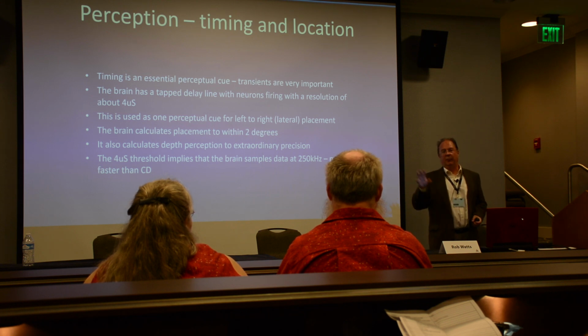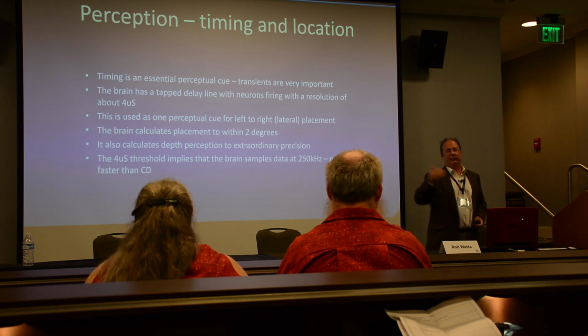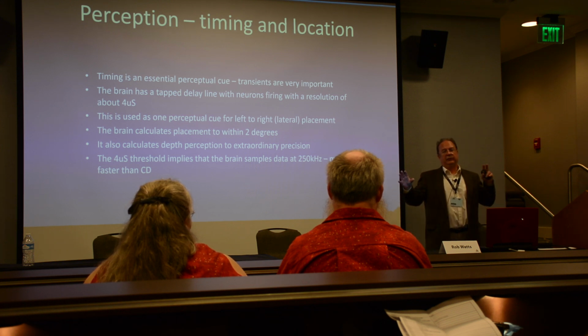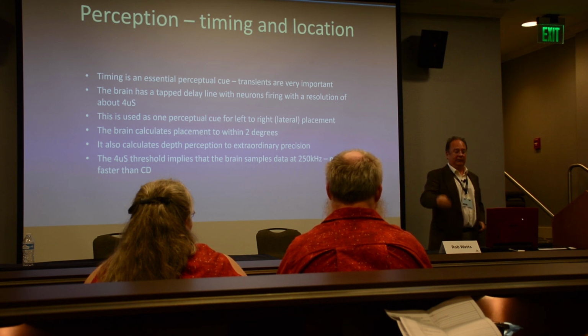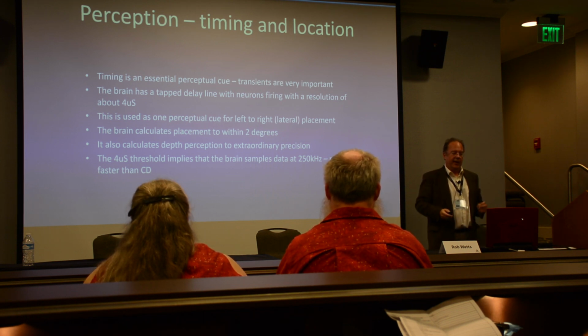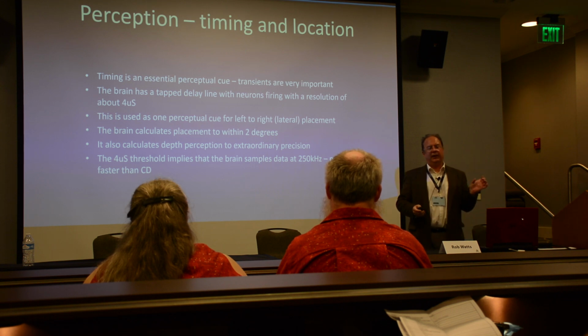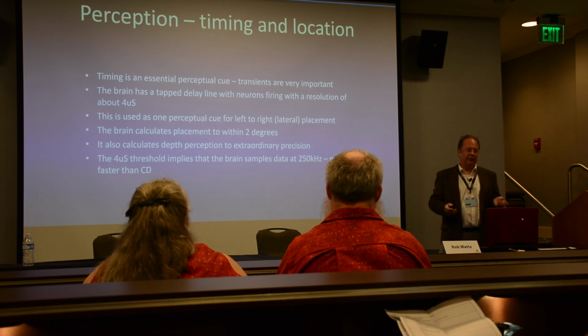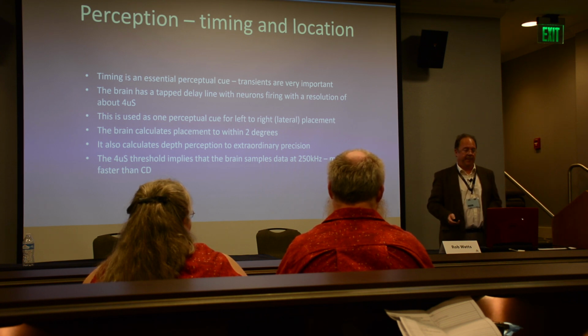Depth perception is done with lots of different cues. Some of it is bandwidth related: if something is further away, there's the natural attenuation of the air, and that is used as part of the cue. Part of it is the reverberant fields and the reverberant information, very, very small details that give you a sensation of depth. Now, the interesting thing about the 4 microseconds threshold, which we know about with certainty, is that it implies that the brain is processing at a 250 kilohertz sampling rate, which is much, much bigger than CD.